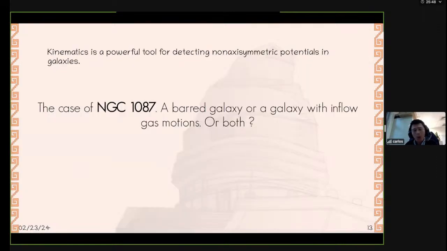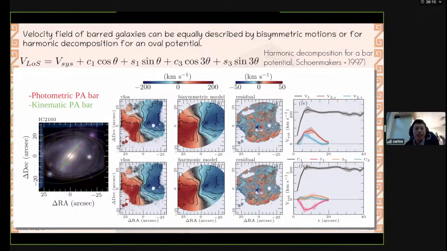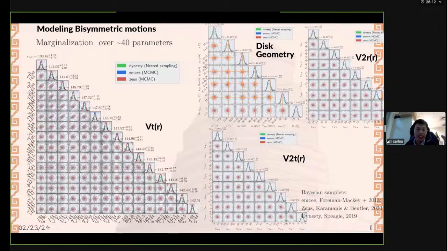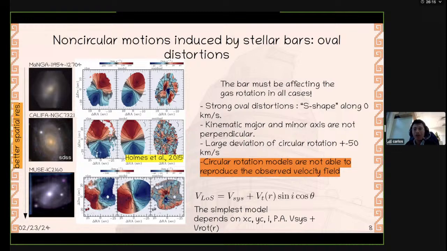Now, why did I say all this before? Because we know that the velocity field of galaxies can be a very powerful tool for unveiling or revealing the non-axisymmetry in galaxies. In all these cases, we know that these galaxies exhibit a stellar bar, and therefore we are able to perform different kinematic models that include non-circular rotation.